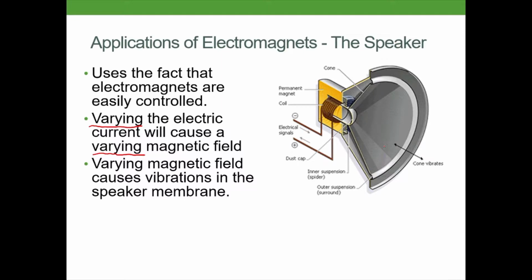So when a speaker generates noise, what the speaker is doing is altering the electrical signal ever so slightly, several times per second, which will cause the magnetic field in here to constantly change, and that constantly changing magnetic field will cause the speaker cone to constantly vibrate, and that will generate sound. Okay. And it does this because, again, with electromagnets you can control the strength and direction of the magnetic field relatively easily, because all you have to do is alter a current.